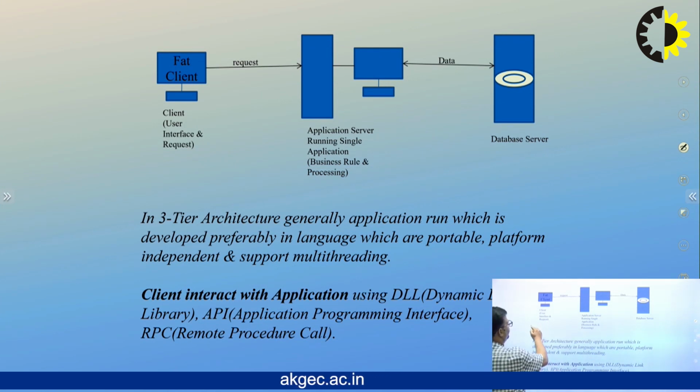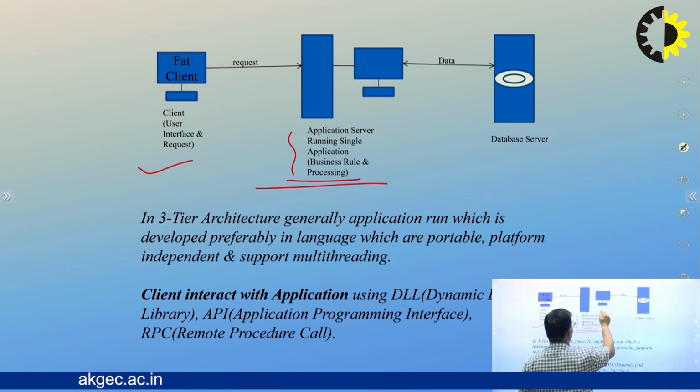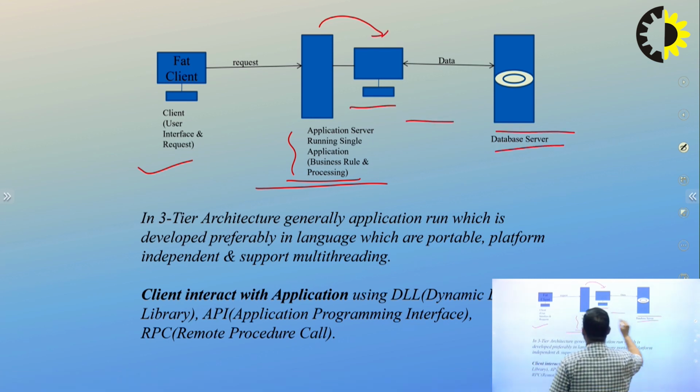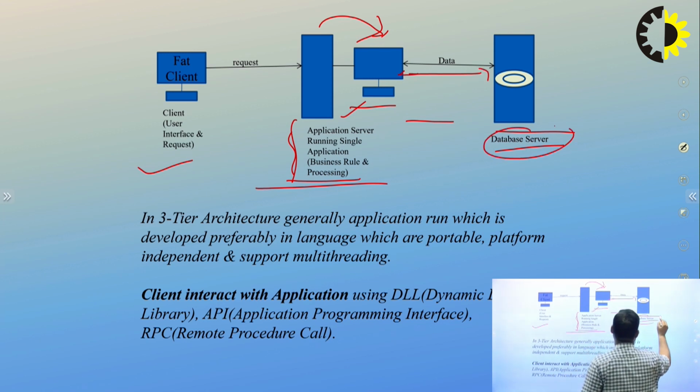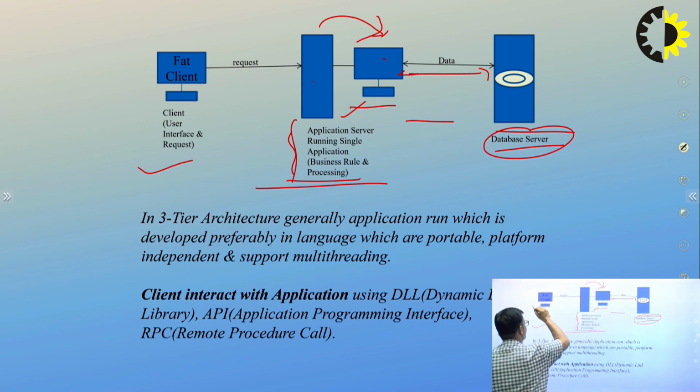It's a fat client, send the request, application server running on a single application, meaning the business logic. Then again this business logic also depends on this server, and this is the database server. This server also sends the whole information to this machine. This machine also handles the whole database through the database server. Then again the database server sends to the machine, which also gets the information through this machine and provides the response.